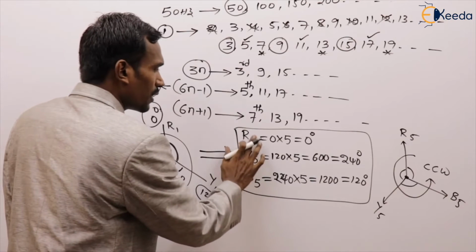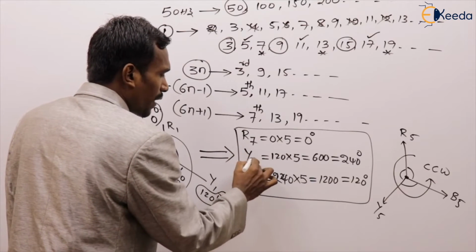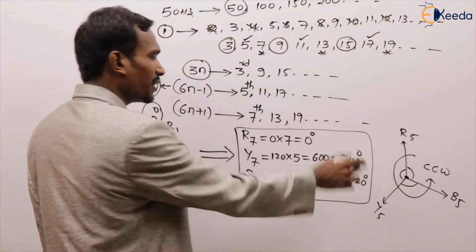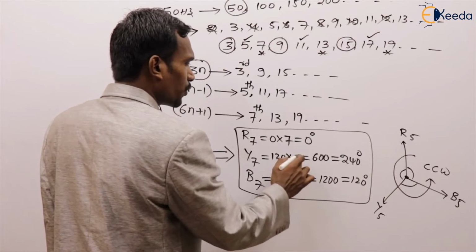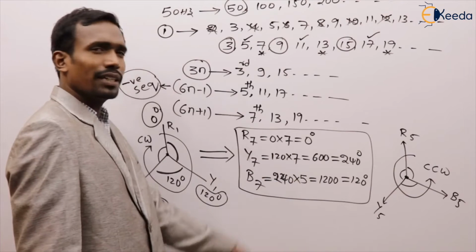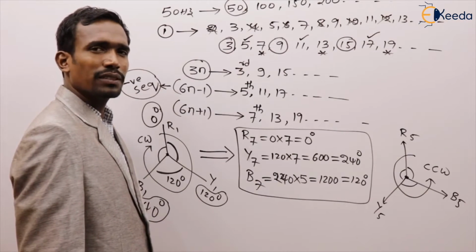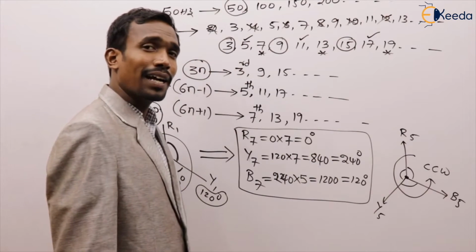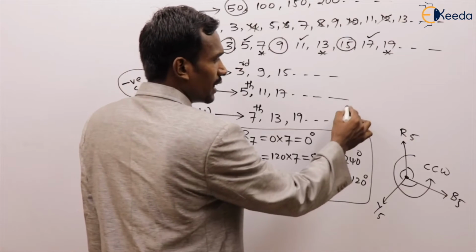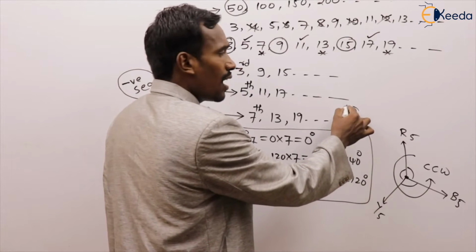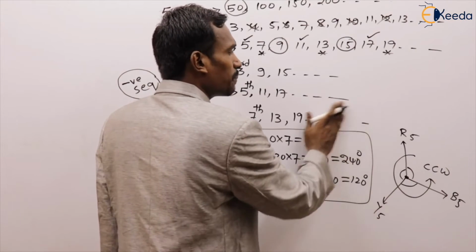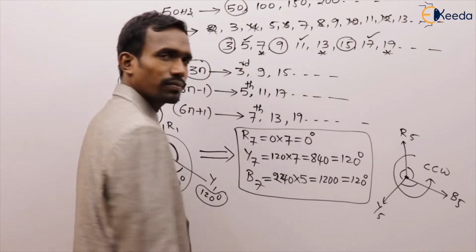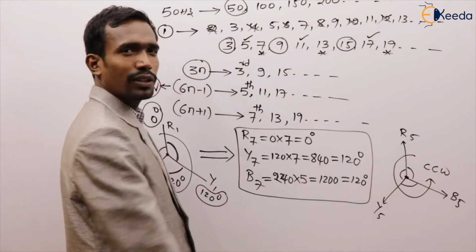Now I want to find out the seventh group: R7, Y7 and B7. R7 is 0 into 7, which is 0. Y7 is 120 into 7, which is 840. 840 minus 720, that is, two rotations of 360, gives 120 degrees. So Y7 is at 120 degrees.